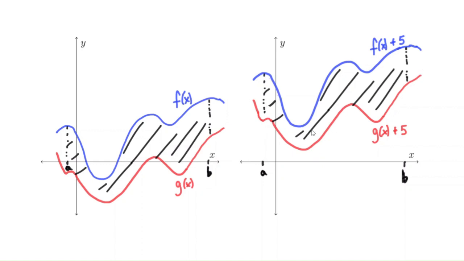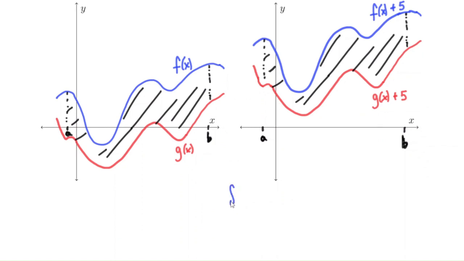And notice the area of this region between them, the area of this region that's shaded in black here, will be the same as the area of this region over here. It's just shifted up. But notice now, these are both positive functions. f of x plus 5 and g of x plus 5 are both positive functions. So we can find the area by doing the integral from a to b of f of x plus 5 dx minus the integral from a to b of g of x plus 5 dx.